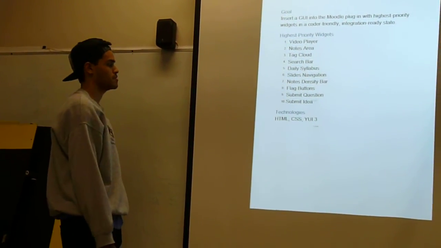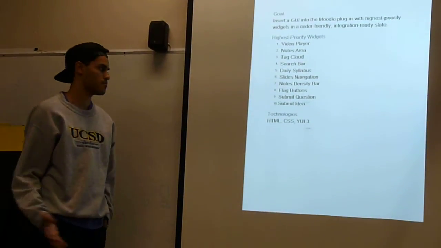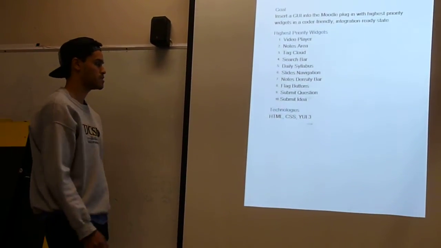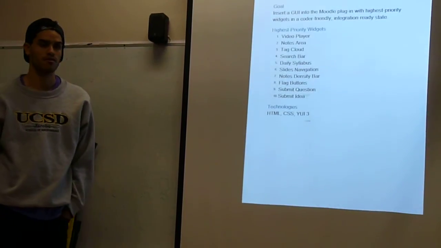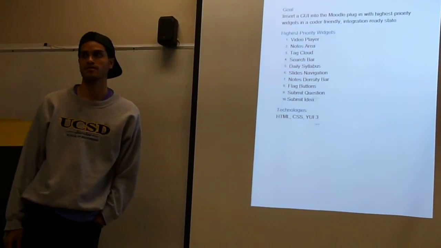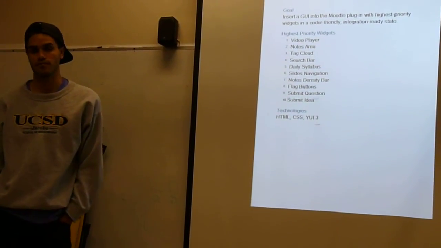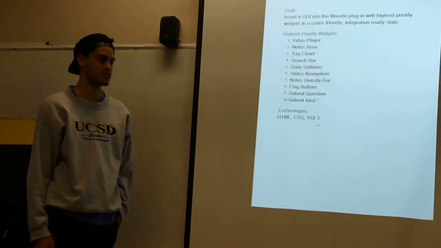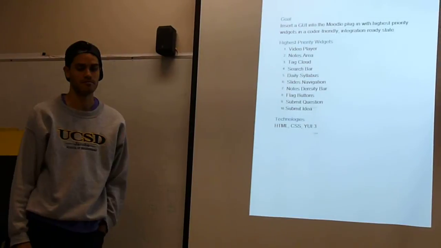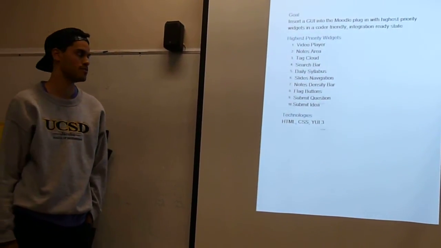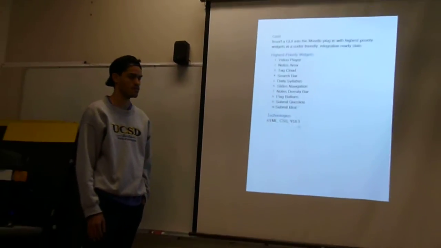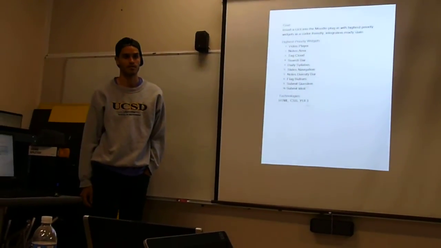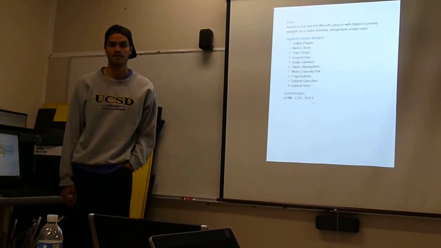The technologies I'll be using, at least for this prototype, are HTML, CSS, and YUI3. YUI is Yahoo User Interface, which is a state-of-the-art JavaScript library that's cross-browser compatible, so it'll be as bug-free as we can get it. I've used YUI2 in the past, and I'm just learning YUI3, and it looks like a great library to use. It's really fast.